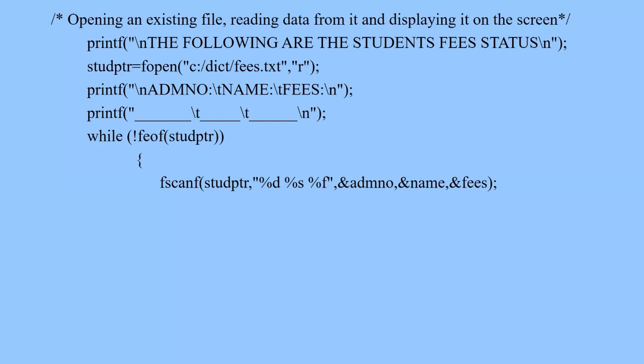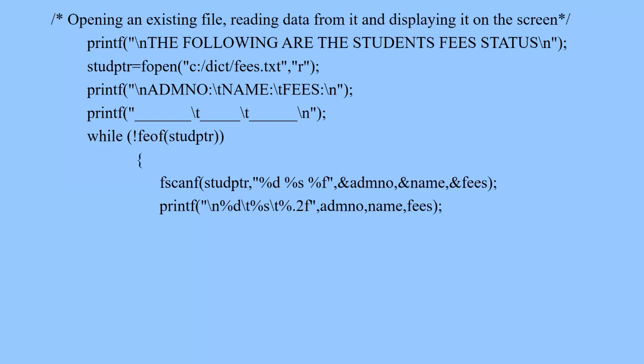So in other words, let me rephrase this statement. As long as the end of file is not encountered, read the following values from the file: fees, name, and admission number. Then, after reading, display them on the screen.